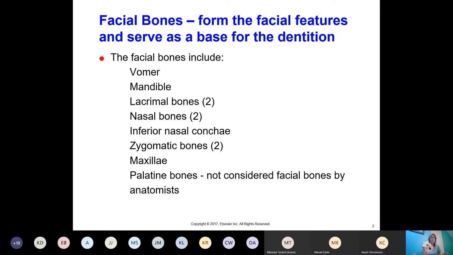The lacrimal bones were these two little tiny bones right here in the corner. The nasal bones were these two tiny ones that make up the top of the nose. The inferior nasal concha were these two little stacked things. The inferior one was the one that's closer to the bottom. Then we had the superior and the middle. The superior and the middle come off of the ethmoid bone, and the inferior is a facial bone of its own. The zygomatic bones are these purple ones right here. Together with the temporal bone, they make the zygomatic arch.